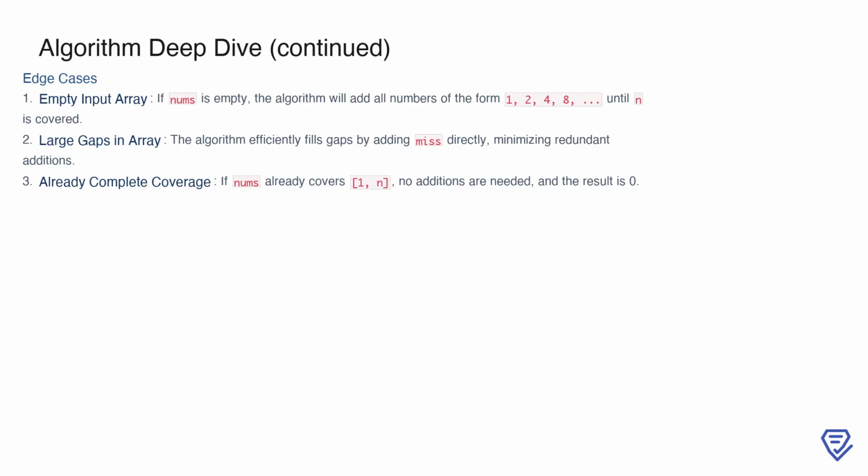Second, if there are large gaps between elements in the array, the algorithm handles this by adding miss directly to close each gap as it iterates. This minimizes redundant additions and ensures coverage is expanded systematically. Finally, if the input array already provides complete coverage for the range 1 to n, no additional numbers are needed, and the result is simply 0. These edge cases highlight the robustness of the algorithm, which adapts dynamically to the structure of the input array and ensures the solution is both efficient and correct.